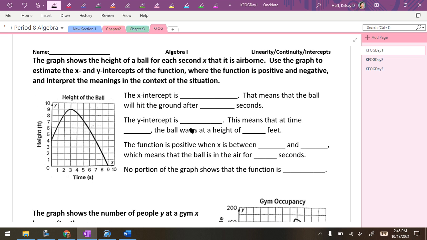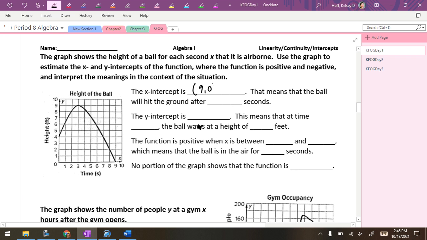Who can tell me the x-intercept? The x-intercept is at 9, 0. Thoughts? 9, 0. That means the ball will hit the ground after 9 seconds, okay? Because x is seconds, y is height. So 9 seconds, height of 0, meaning it's on the ground. The y-intercept is 0, 4. This means that at time 0, the ball was at a height of 4 feet.